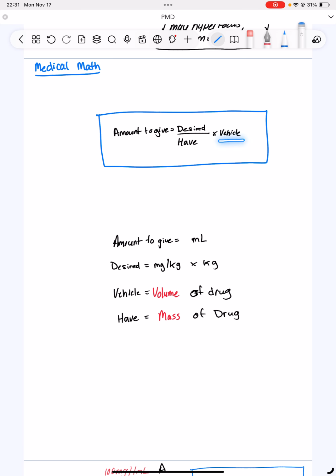The catch here is this one was tricky, I feel like, when I taught pharm. Vehicle refers to the volume of drug, and have equals the mass of drug. So a volume is going to be a milliliter, and a mass is going to be a weight. It doesn't have to be these units, it just has to be that one of them is a volume, like milliliters, liters, etc., and the mass is going to be some kind of weight unit.